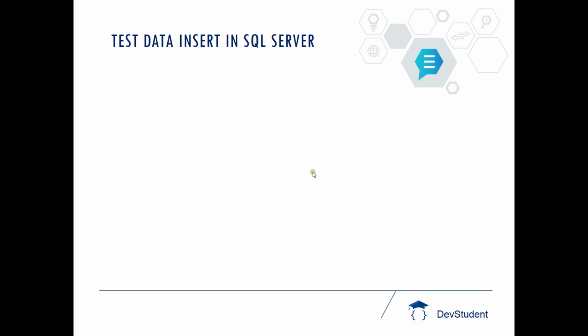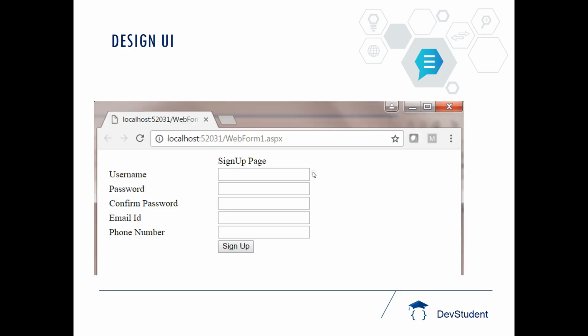So next, the test data insert in SQL Server. After creation, you have to write some SQL command and insert the data into SQL Server. Then the third step is you have to design the UI. You have to go to a web page and design this type of UI which contains username, password, confirm password, email ID and phone number. And you have to click on sign up so that this data will be inserted into the database.